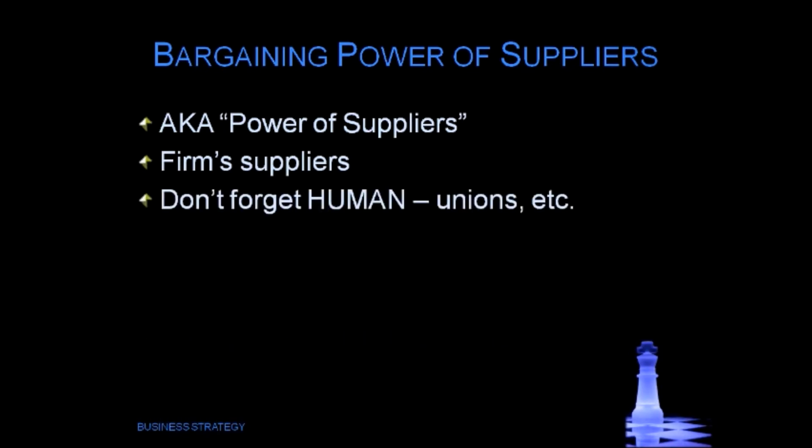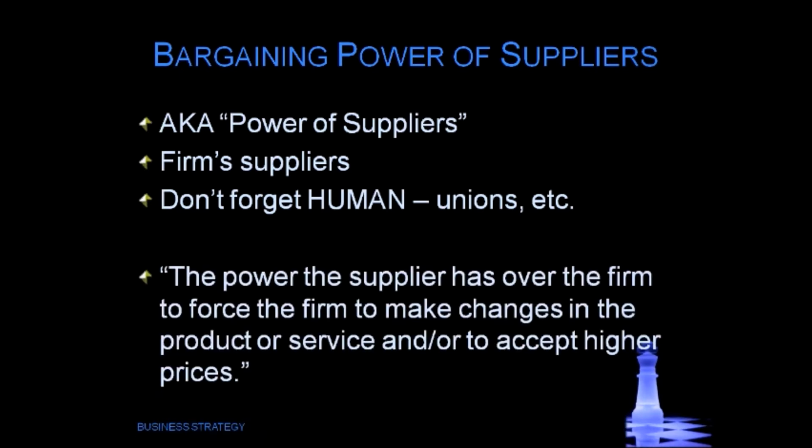Okay, don't forget when we're talking about suppliers, don't forget the human side of it, unions or how many people are available in the workforce. The power the supplier has over the firm to force the firm to make changes in the product or service and to accept higher prices. So if a firm has the ability to say, I'm sorry, we're not going to produce ABC widgets anymore, now you have to take XYZ kinds of widgets, and the firm has to accept that, then that means that the power of the suppliers is high.